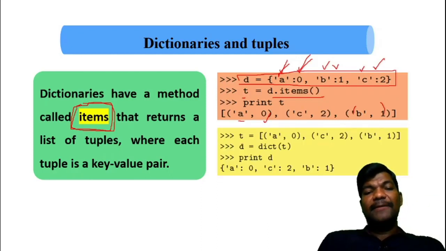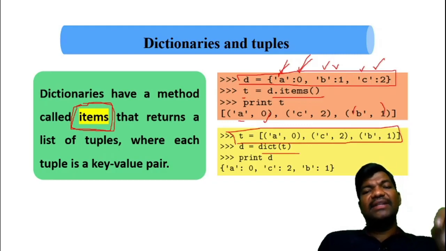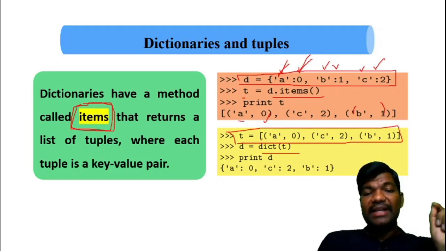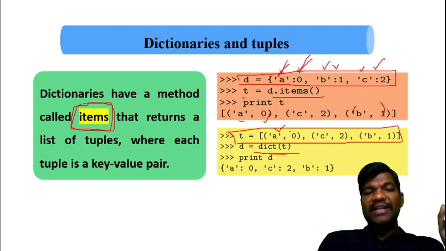Next, the reverse operation. Here the dictionary is converted into a list of tuples. But here the list of tuples is converted into a dictionary, by using the dict function. So D equal to dict of T. What will it print? The first value is a key and the second one is a value. Like that dictionaries and tuples work.